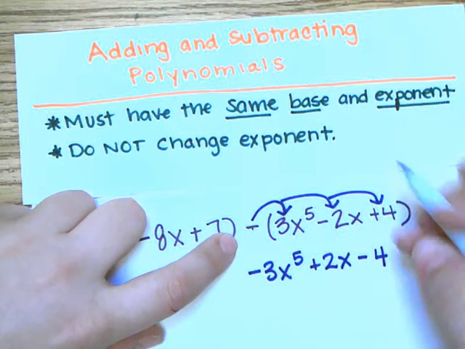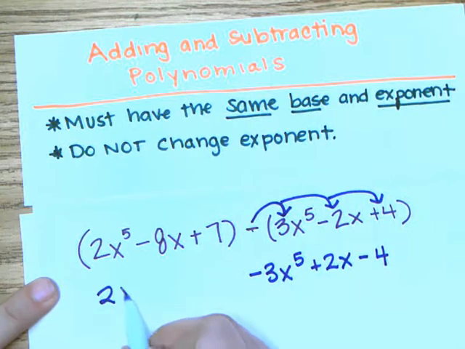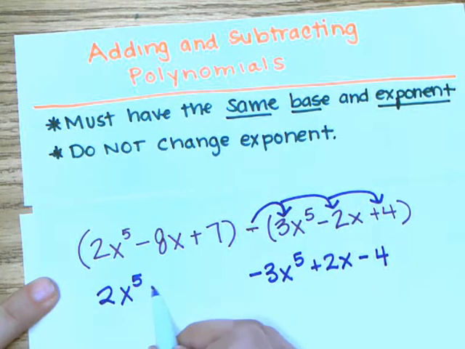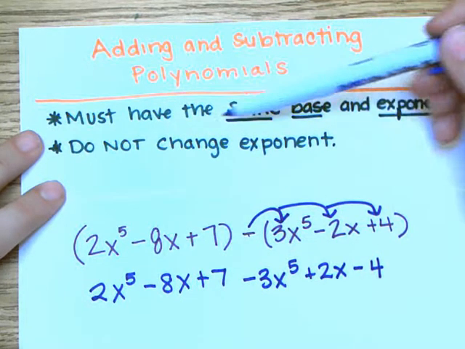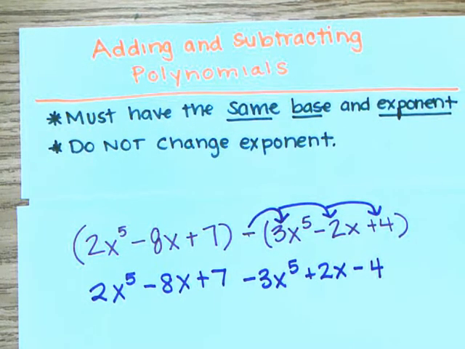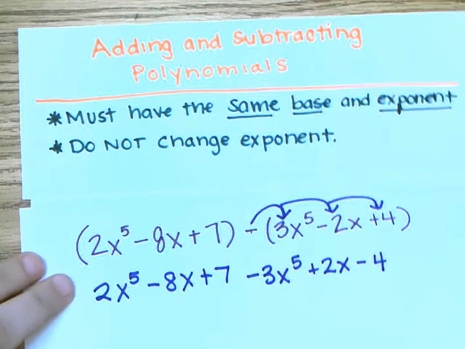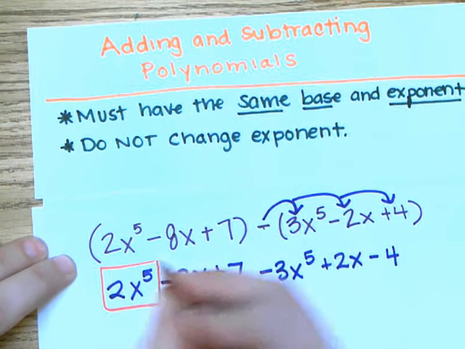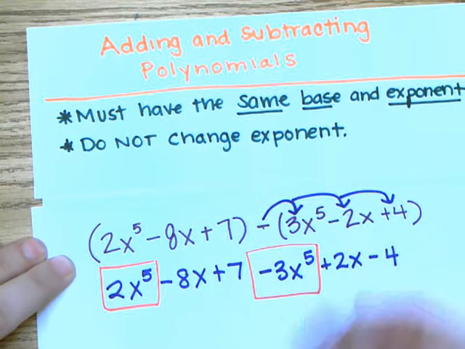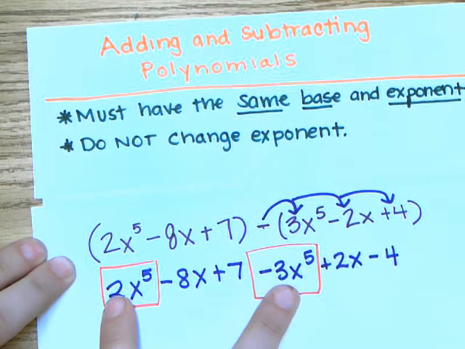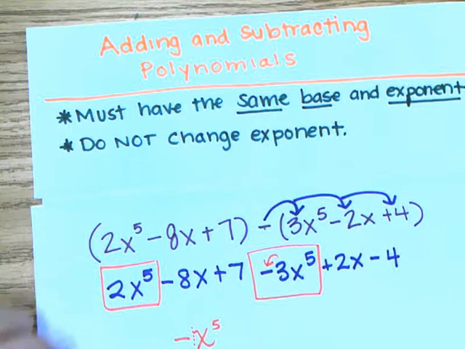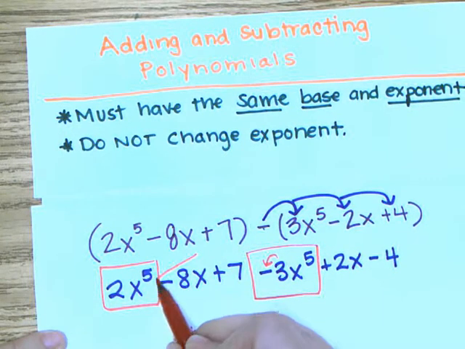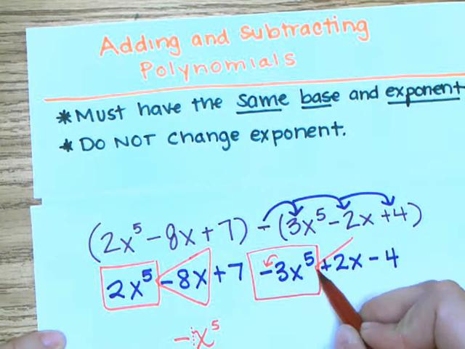So the opposite of 3x to the 5th is negative 3x to the 5th. The opposite of negative 2x is positive 2x. The opposite of 4 is negative 4. Then I'm going to bring down this polynomial, and there's nothing in front to distribute. And now to combine, they must have the same base and exponent. And if they do, do not change the exponent. So we could put the 2x to the 5th, and we can combine it with the negative 3x to the 5th. And they are different. One is positive, one's negative. This one's bigger, so we get negative 1, or just negative x to the 5th.